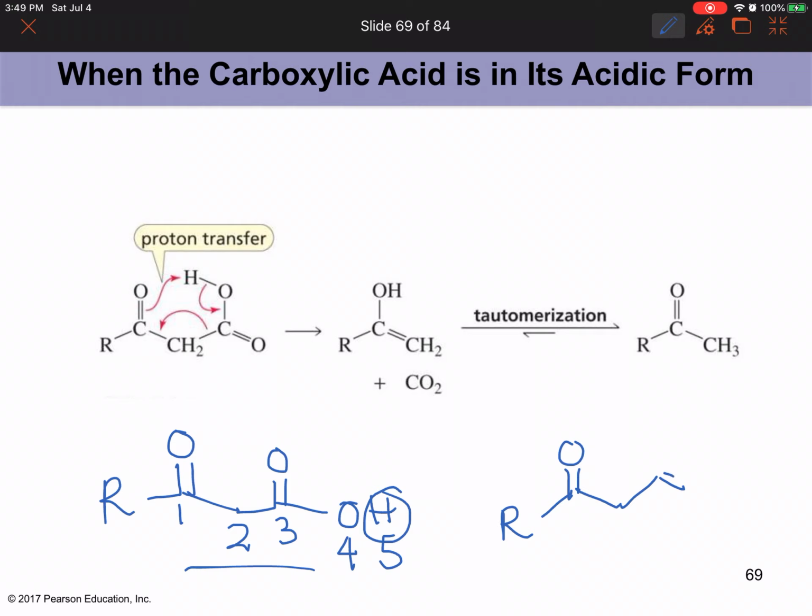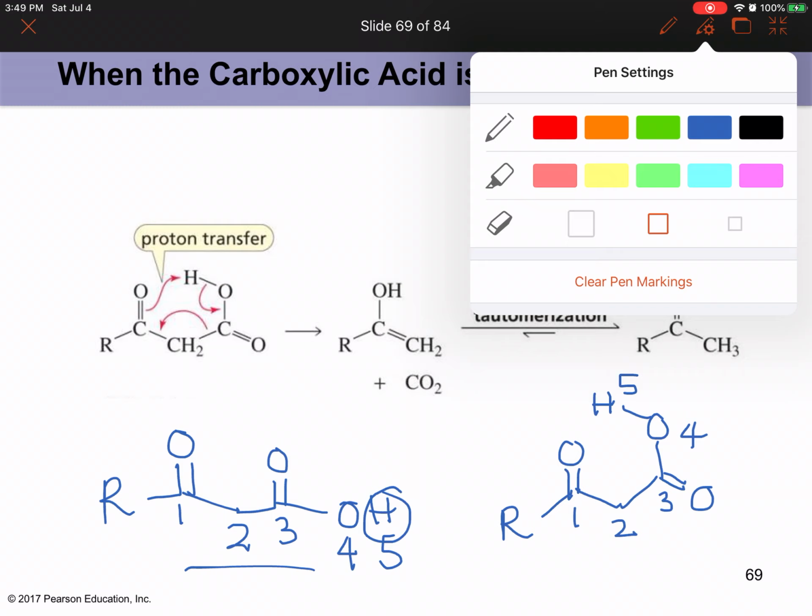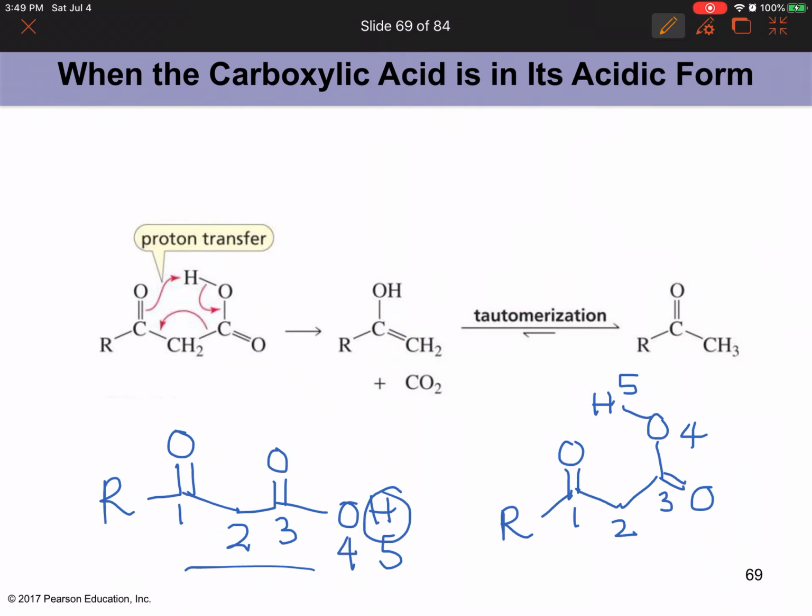On the third carbon, we have a carbonyl group, and on the fourth one is an oxygen, and the fifth one is hydrogen. 1, 2, 3, 4, 5. Now, between the carbonyl oxygen and the carboxylic acid hydrogen, if it is going to complete, it's like a 6-membered ring, which makes a good transition state.